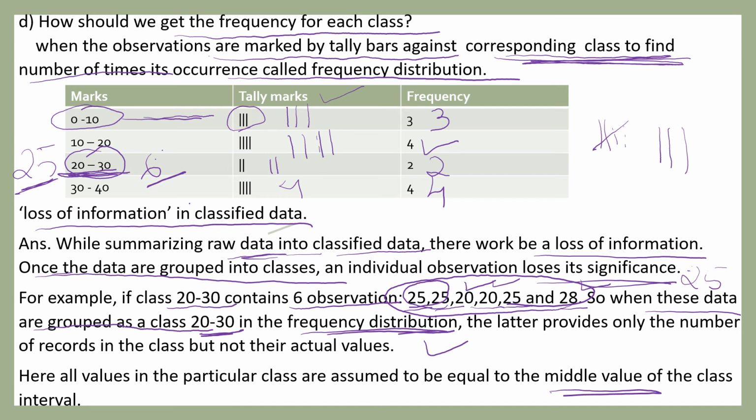After making the frequency distribution, consider this 3. For 0 to 10, 3 means that between 0 to 10, 3 values appeared. We don't know whether 1 appeared 3 times, or 2 appeared 3 times, or 1 once and 2 twice, or 3, 4, 5, 6. Which value appeared? We are not able to find out once we make a frequency distribution. So that we call loss of information in classified data.